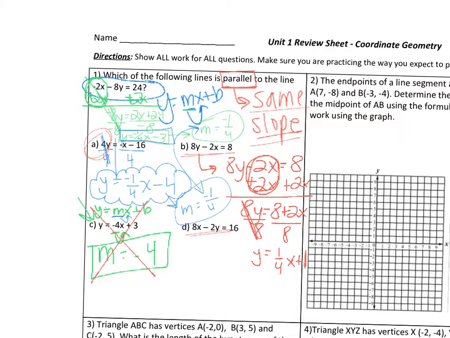Now, this is a tempting answer because it looks kind of similar to the slope that we wanted. However, this is a positive 1/4, so this is not the same slope as our given line, so it cannot be choice B.